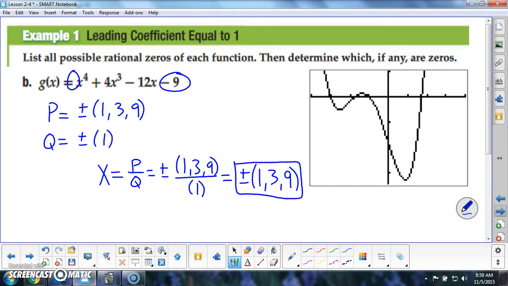Now, after we determine the possible rational zeros, those 6, as I've got in the box, it says then determine which, if any, are actually zeros. Well, if you look at this graph, it looks like it crosses the x-axis at about 1.6, 1.7, someplace there. Looks like it crosses at -1.8 maybe, and then also at -3. So we have 4 x-intercepts. So which, if any, are zeros?